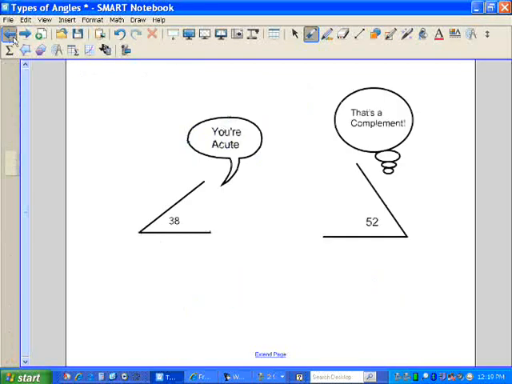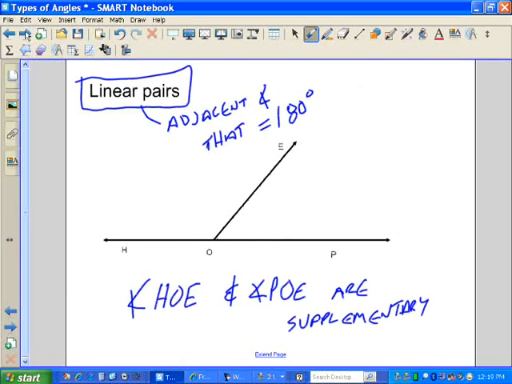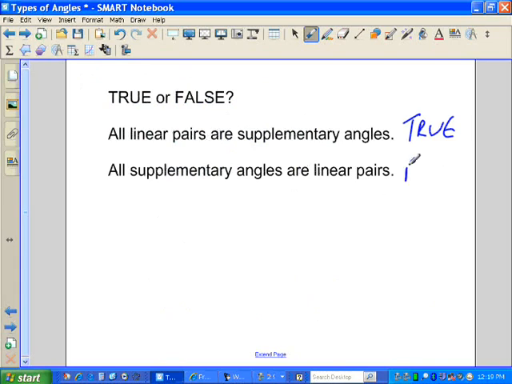Let's go back a couple slides. These two are supplementary angles, right? But they're not a linear pair, so that one is false.